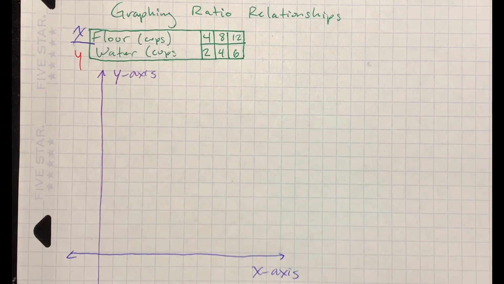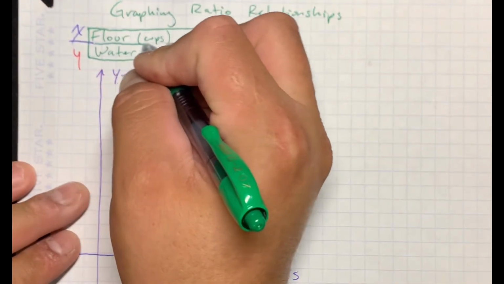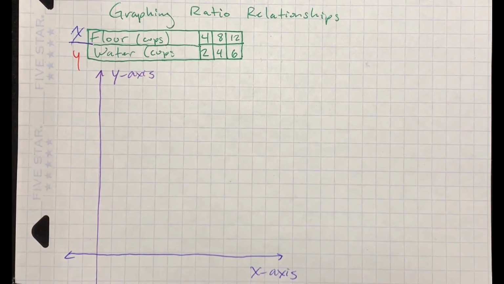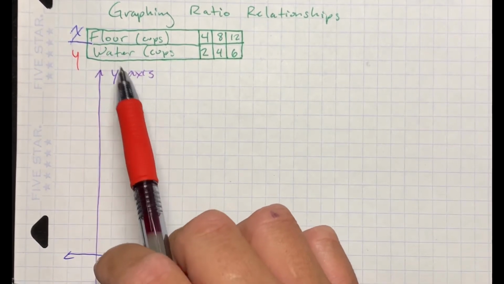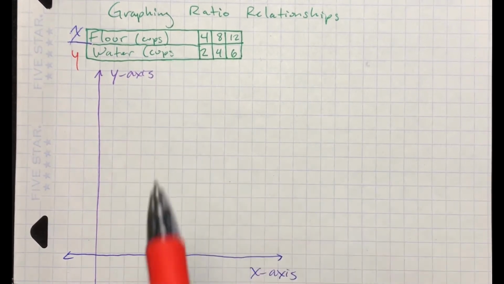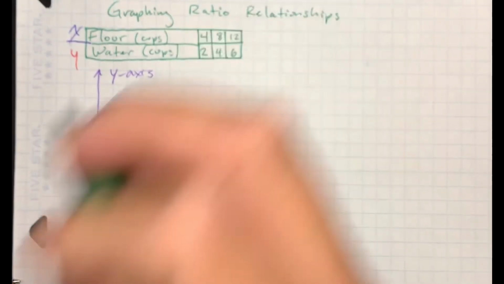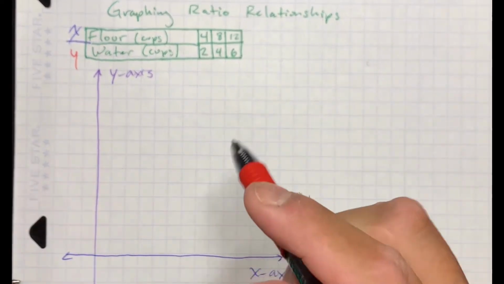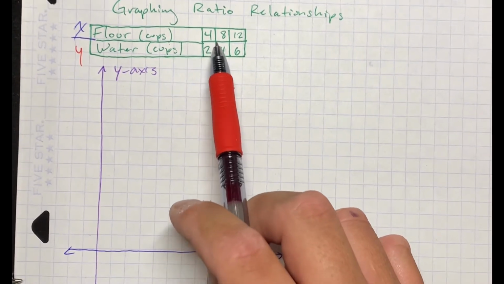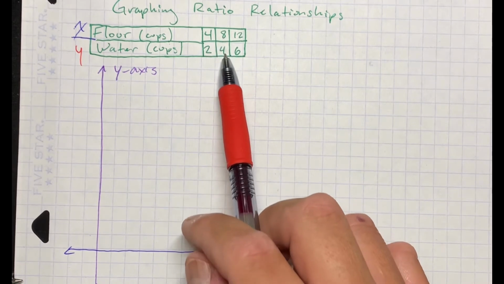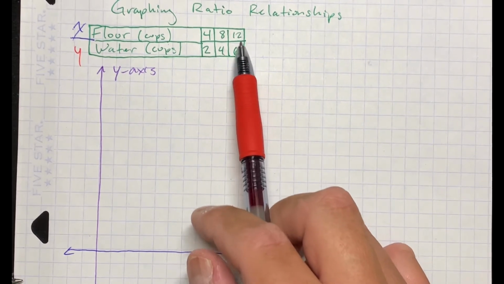All right, so moving on to the next example, we're going to graph ratio relationships. Now, in the first column, which is your x-axis, we have flour, but the measure is in cups, a liquid measure. And then for the y coordinate, in other words, the denominator or your second quantity, we have water in the liquid measure in cups. Now with this ratio relationship, we see that we have 4 cups of flour to every 2 cups of water, and 8 cups of flour to 4 cups of water, 12 cups of flour to 6 cups of water.